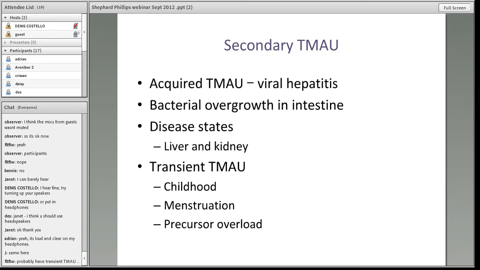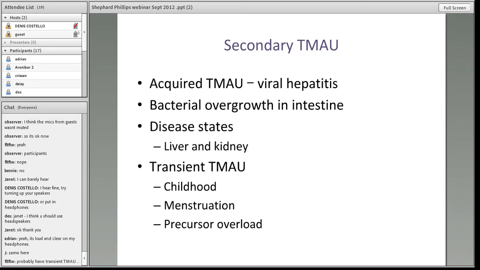A common cause of secondary trimethylaminuria is bacterial overgrowth in the intestine. This means that the spectrum of the bacteria in the gut has changed. So instead of being a normal balanced kind of population, there'll be an overgrowth of a particular bacterial class. And this will then result in a large production of trimethylamine. Certain disease states of the liver and kidney are also known to produce the symptoms of trimethylaminuria.